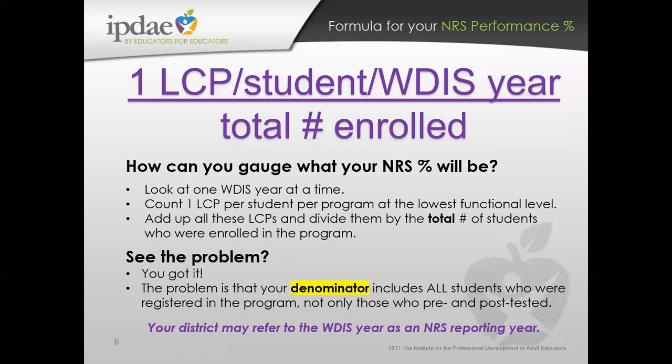It's easy to see the issue with which we're all faced right now, right? The fact that you are not dividing the number of students who gain an LCP over the total number of students who post-test. You are, in fact, dividing that number of students with 1 LCP gain over the total number who were enrolled in the program, regardless of whether or not they post-tested.